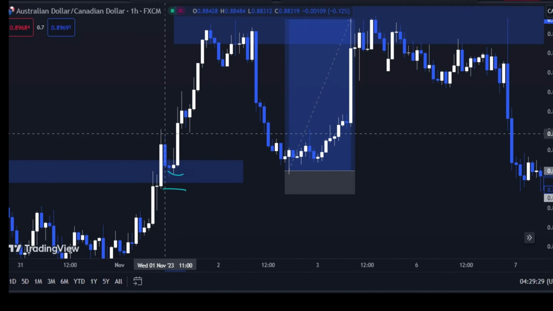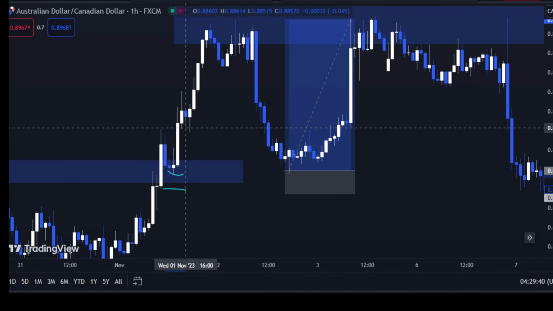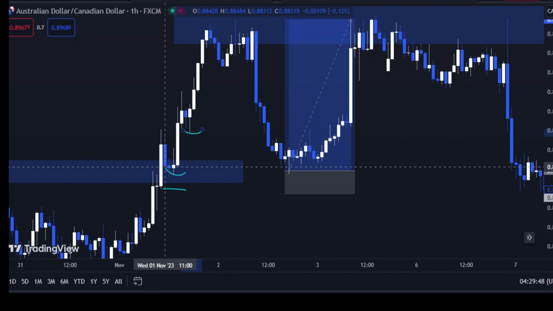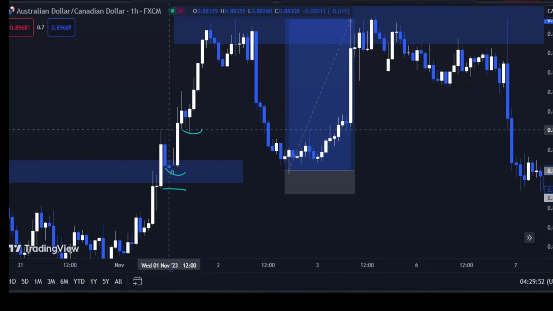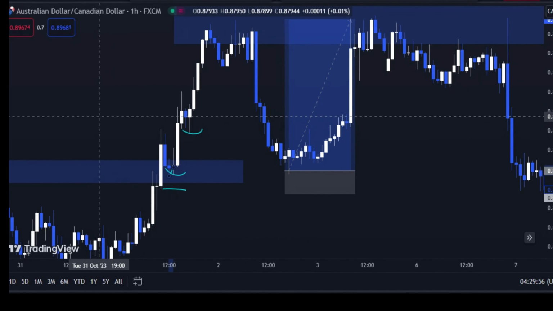But if you move up right above here, this candle was the highest candle within this range. What price did here is price wick below this candle, taking out the candle's low and finally breaking it up. So this will be a valid pullback here. This is not a valid pullback. I hope you get the point.